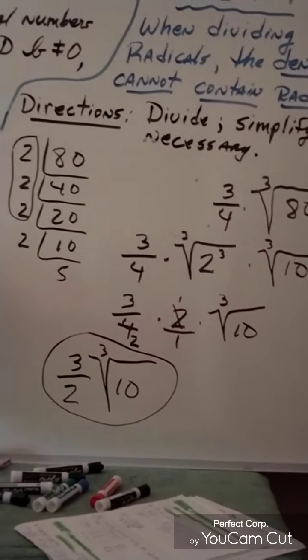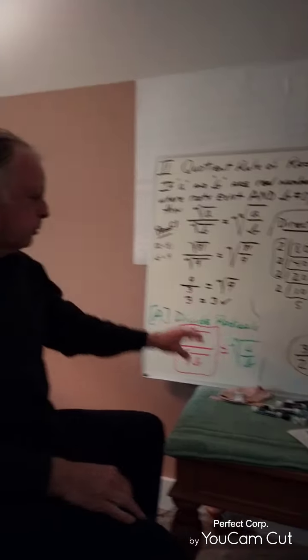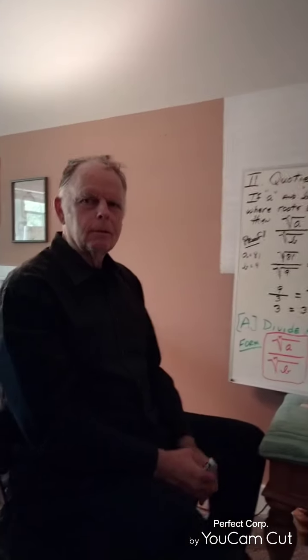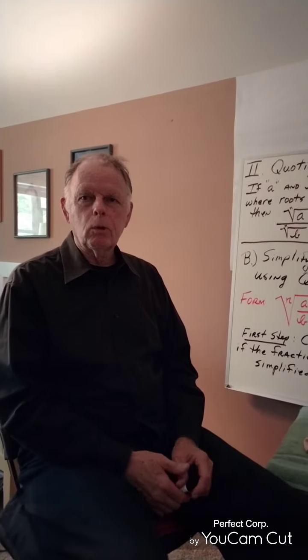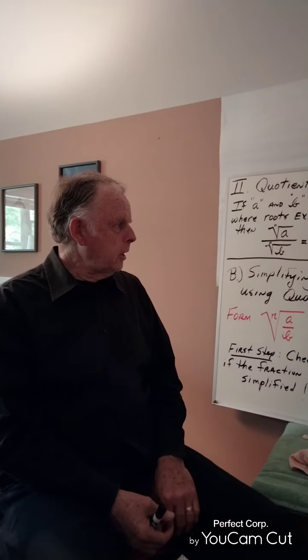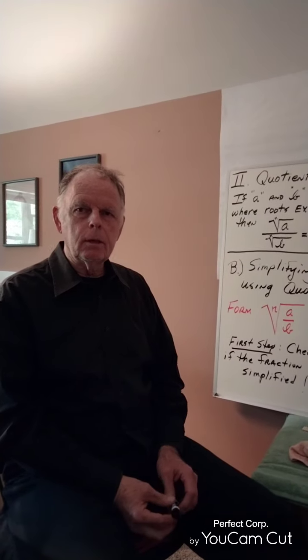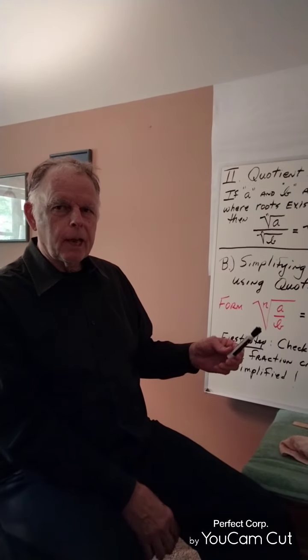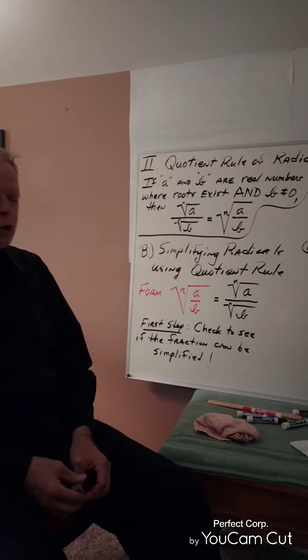Okay. Now we've taken care of dividing with radicals. Okay, we're going to resume with the final part of 9.2, staying with the operation of division. In the last segment, we used the quotient rule to divide.